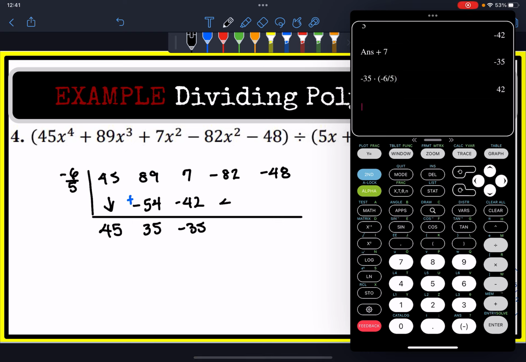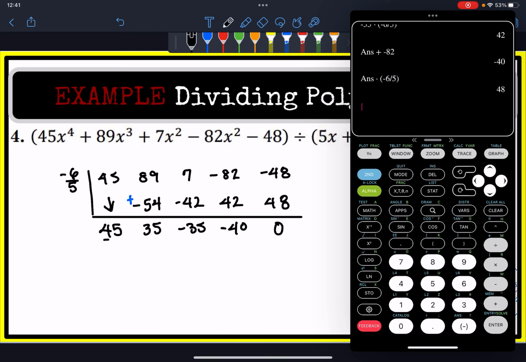And that equals to +42. Now that +42 is added with a -82, and that's equal to -40. And let's multiply that answer with -6 over 5, which is equal to 48. And this gives us a remainder of 0.